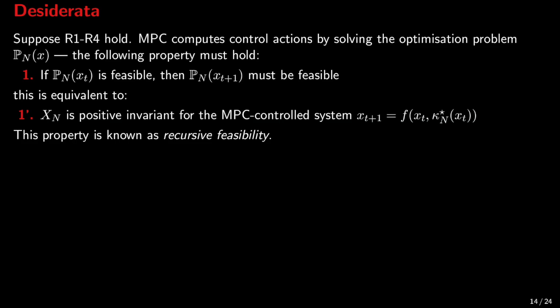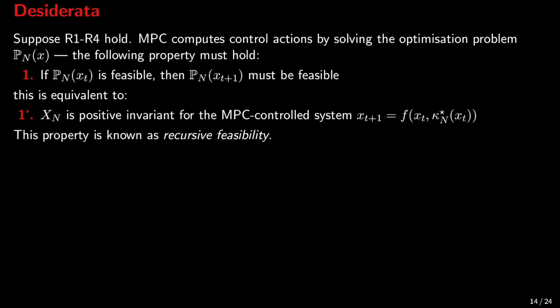Let's see now what we expect from that MPC formulation. Suppose that the regularity assumptions R1 to R4 are satisfied. MPC computes control actions by solving an optimization problem, the problem P_N of x. It is a parametric problem. At the very least we should expect the following property number 1, that if we can solve the problem now, we should be able to solve the problem afterwards. So once feasible, always feasible.